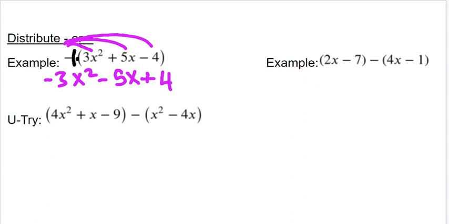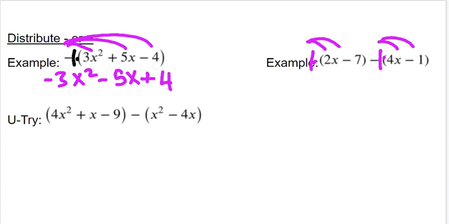Because none of these terms share exact same type of variable, they are not like terms, we cannot combine them any further. In the second example, we have a subtraction between two groups. Subtraction is adding a negative, so we're going to end up distributing negative onto the second group. First group will have a 1 in front of it, and second group will have a negative 1 in front of it to distribute.